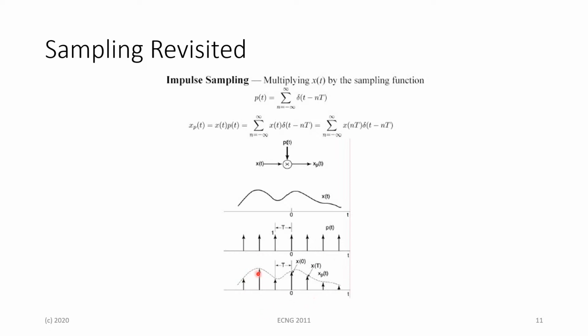Basically, for every impulse here, because the magnitude is 1, once it multiplies with the x of t signal for these particular times, we just get the instantaneous values for each one of these impulses.